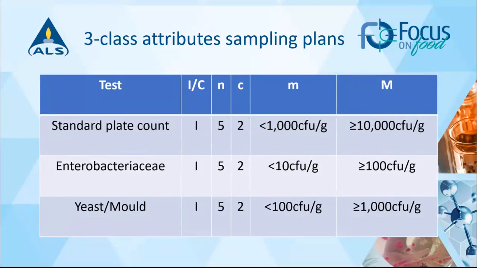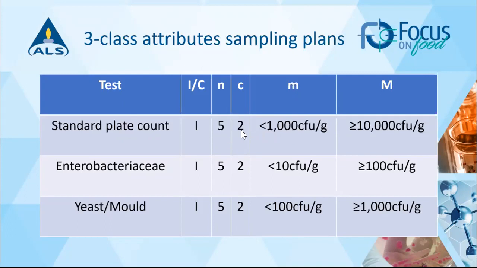Three-class attribute sampling plans. The third variable introduced is the capital M limit. With this type of sampling plan, the number of samples to be taken is, again, the small n. The number of non-conforming samples permitted is small c. And any sample that exceeds the capital M limit is unacceptable, along with the whole batch or lot from which it comes. Therefore, less than small m is acceptable. So in the case of standard plate count, less than 1,000 CFUs per gram is the acceptable specification.